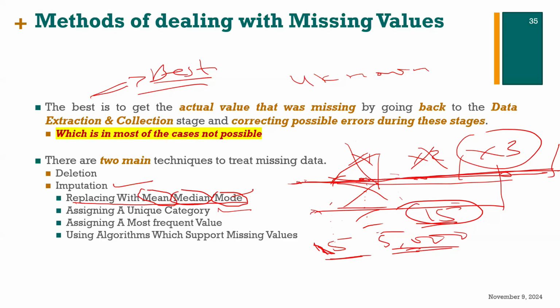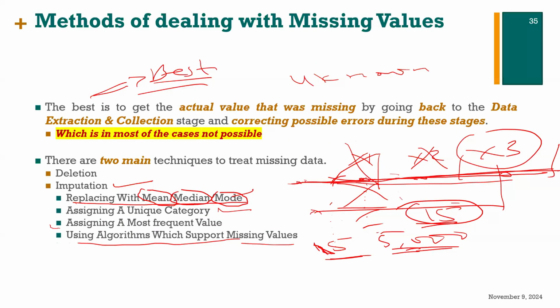And then you may also assign the most frequent value. That is, the most frequently used value may be assigned. In another case, we may also use algorithms that support missing values. It means we use predictive algorithms to enter the value that's supposed to be there.